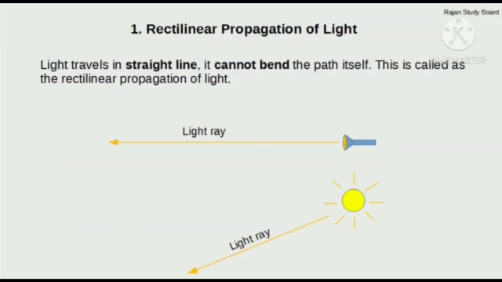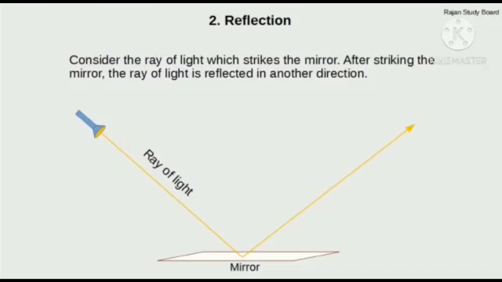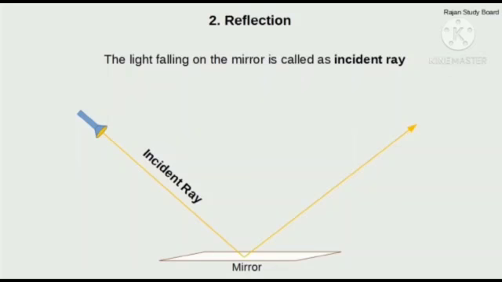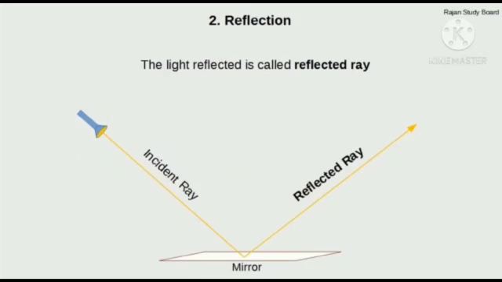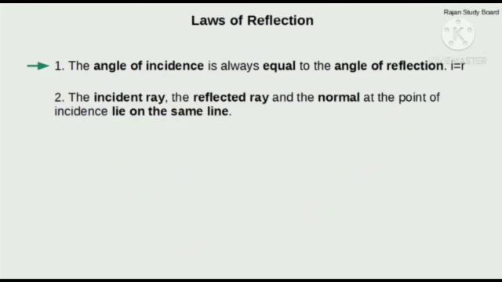Let us see about rectilinear propagation of light. Light travels in a straight line. It cannot bend its path by itself. This is called the rectilinear propagation of light. Light traveling in a straight line is a light ray. Second one, reflection. Consider a ray of light which strikes a mirror. After striking the mirror, the ray of light is reflected in another direction. The light falling on the mirror is called the incident ray, and the light reflected is called the reflected ray.